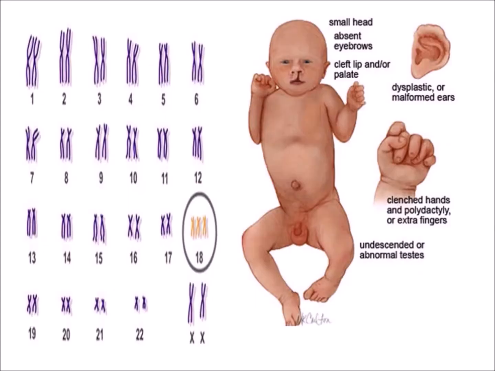In this slide, the karyotype of Edwards syndrome and the symptoms in a baby are shown. See in the karyotype, the 18th chromosome, instead of 2, has 3.